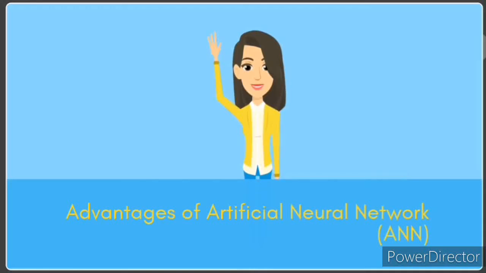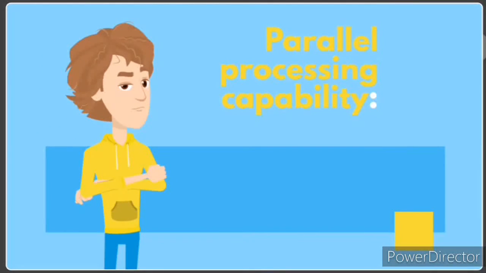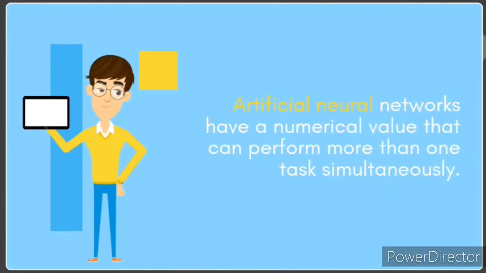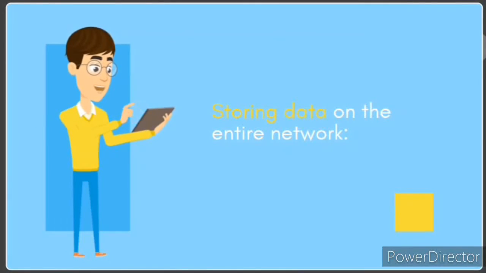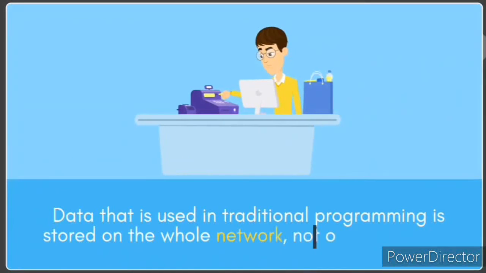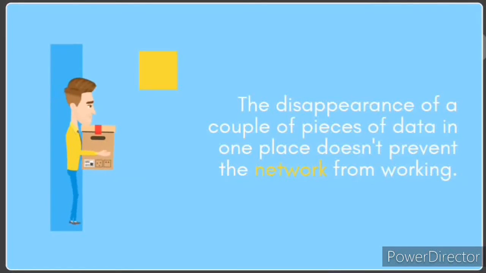Advantages of artificial neural network. Parallel processing capability. Artificial neural networks have numerical strength that can perform more than one task simultaneously. Storing data on the entire network. Data that is used in traditional programming is stored on the whole network, not on a database. The disappearance of a couple of pieces of data in one place doesn't prevent the network from working.